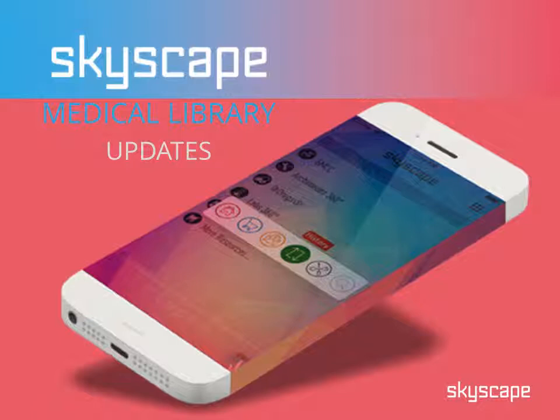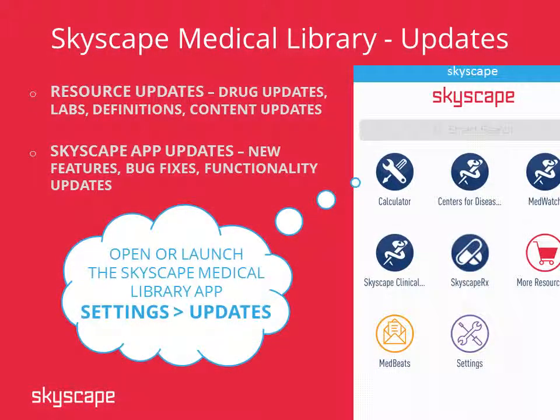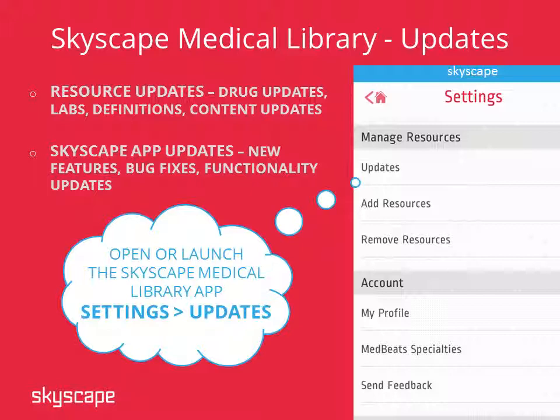Skyscape Updates. Please remember you have access to Skyscape Updates. Here is how to keep your Skyscape Medical Library current with the most up-to-date information. There are two types of Skyscape updates. Resource updates, which update the resources, drug updates, labs, definitions, and content updates. And Skyscape app updates, which include new features, bug fixes, and functionality updates. To download the updates, open or launch the Skyscape Medical Library app, go to Settings and Updates.